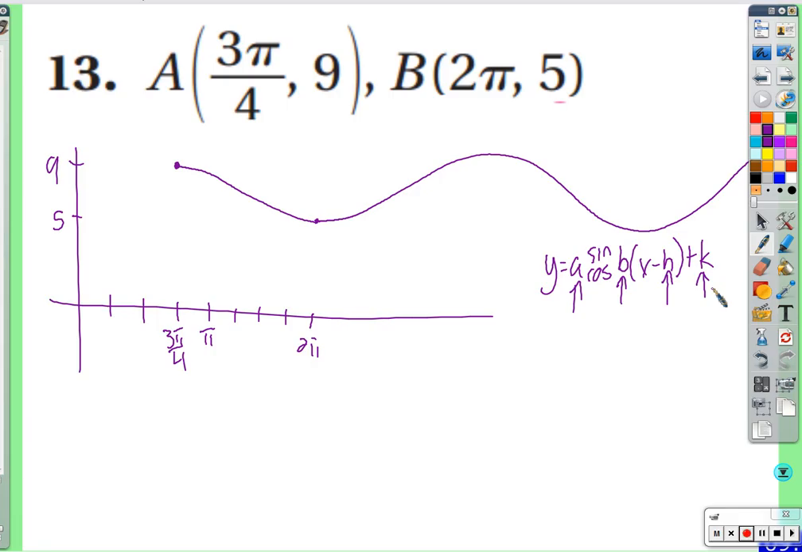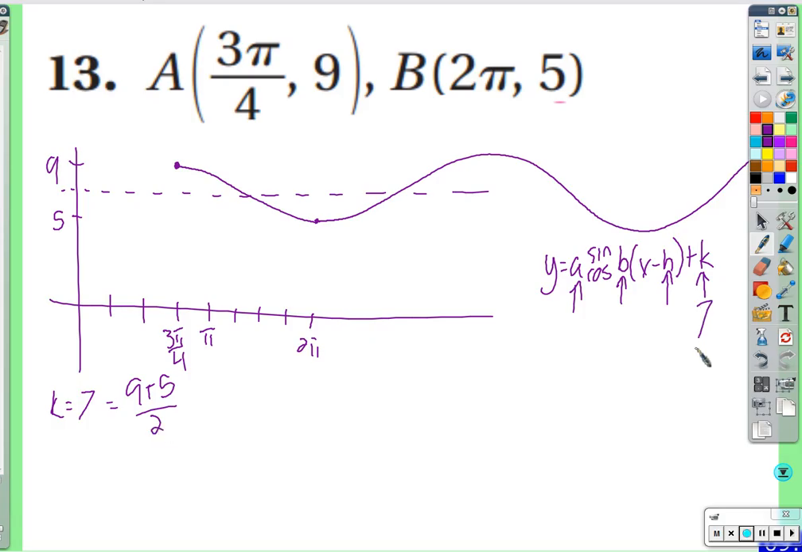So which one did you find first and how? K, because you're finding the midline, pretty much what's in between 9 and 5 equally, which would be 7. Okay. So K is 7. And just a reminder, you add 9 and 5, the maximum and the minimum, and divide by 2. And then for A, you just do the exact opposite.